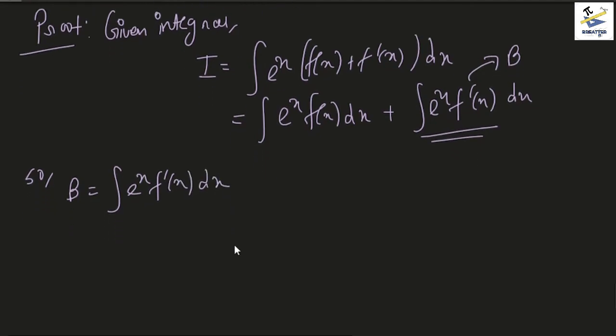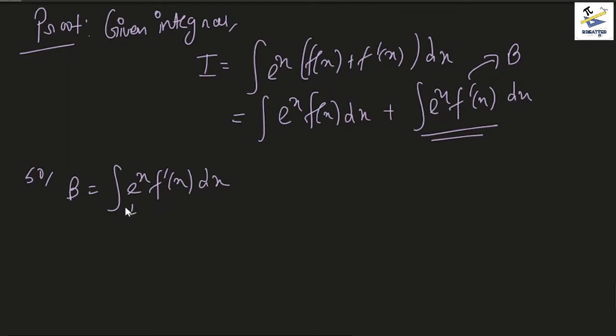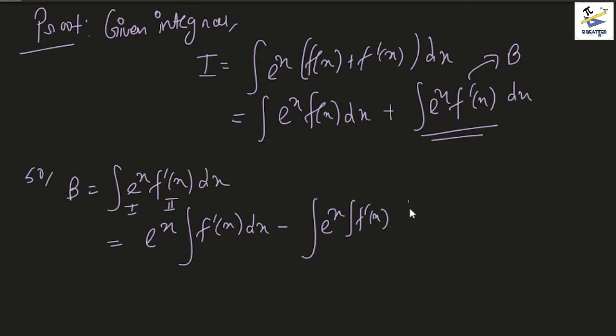If you apply integration by parts here with e to the power x as the first function and f dash x as the second function, what you get is e to the power x into the integral of f dash x dx, minus the integral of the derivative of e to the power x, which is just e to the power x, into the integral of f dash x, and then a dx outside, right? Now we know that the integral of a derivative is just the function itself, so it becomes e to the power x into f of x, minus the integral of e to the power x into f of x dx, right?